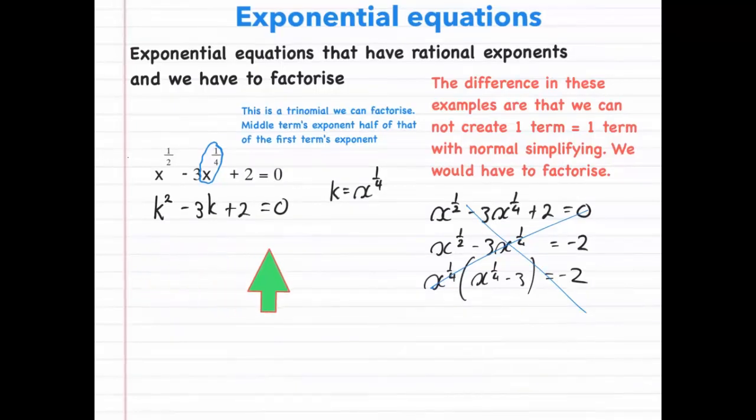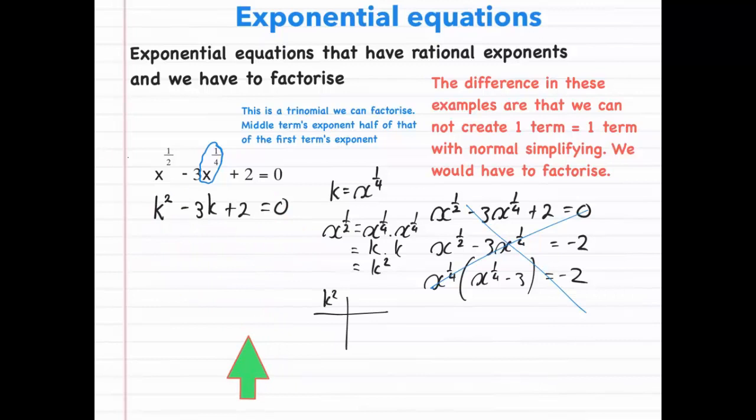Because all I did was, if I take x to the power of a half, it is x to the power of a quarter times x to the power of a quarter. Let me just quickly show you. X to the power of a half is x to the power of a quarter times x to the power of a quarter. How do I know? I simply write the x, a quarter plus a quarter is a half. So this will be a k times a k, which will be a k squared. That's where the k squared comes from. Okay, wonderful. Now I just have a normal trinomial I need to solve.